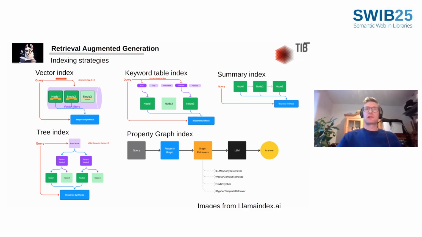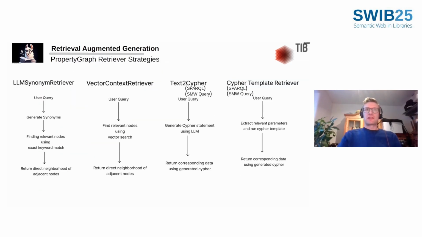And the good thing is that LlamaIndex already provides us with good implementations of these things. And I will give you examples of that. So for example, there's a class, the synonym retriever, which says you get the user question and you use a large language model to create synonyms out of this user question. And then you use the synonyms to do an exact match in your database with a keyword search.